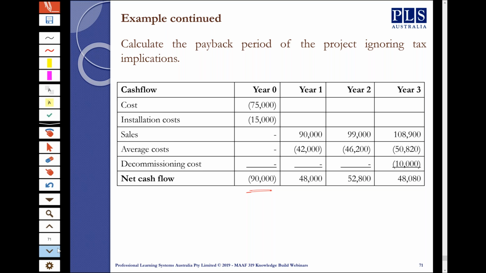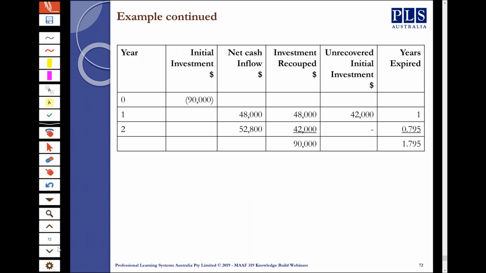So you'll find the Institute runs a little table of this form where you do your initial investment at 90. Year 1, net cash inflow of 48, investment recouped is 48, unrecovered initial investment 42. So 90 less 48 leaves you with the 42. Come through with respect to the second year, net cash inflow 52.8, investment recouped 42.